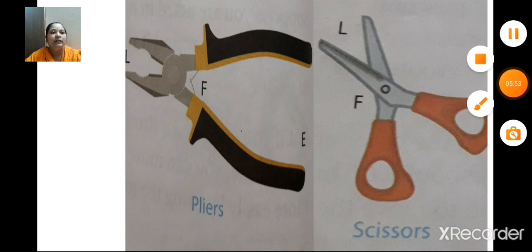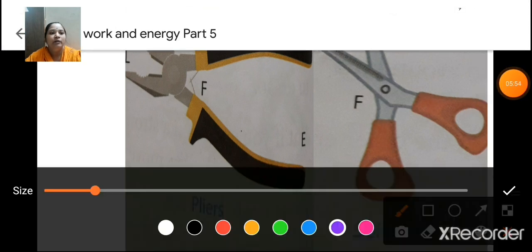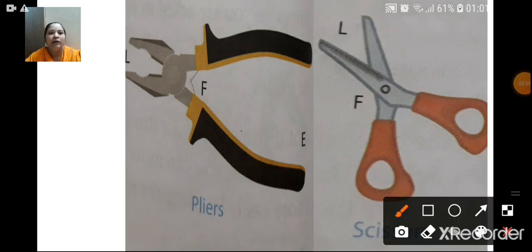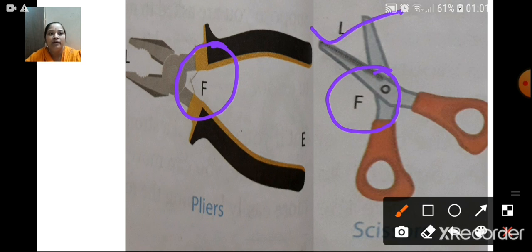See in this picture, children, this is the fixed point, or fulcrum. This is between the load, because here the paper or whatever has to be cut will come. So here will come the load. This is the fulcrum, and here the force that you apply is called effort. So in this, the fulcrum comes between load and effort.